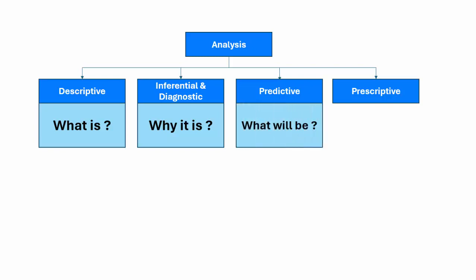Third one is predictive. Predictive is what will be. If you have data of rain of the last 10 years, 20 years, and the data of crop also of that region, you could easily predict, as per the rain, what the crop production would be this year. So that is a predictive analysis, and this predictive analysis is basically where machine learning starts from.